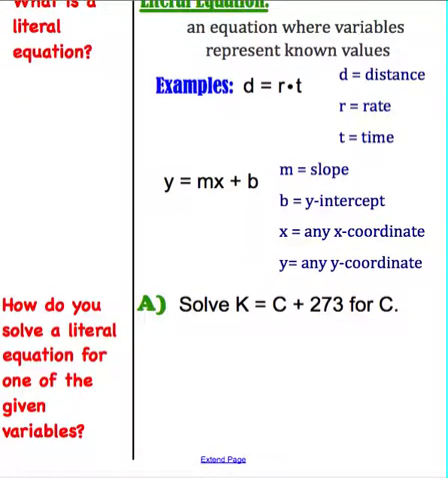So what we're going to do is we're going to take a look at this first one. I have solve k equals c plus 273 for c. This is actually an equation you will see in science class, where C represents the temperature in degrees Celsius and K is the temperature in degrees Kelvin, which Kelvin you only hear about in science class. And I want to solve this for C.